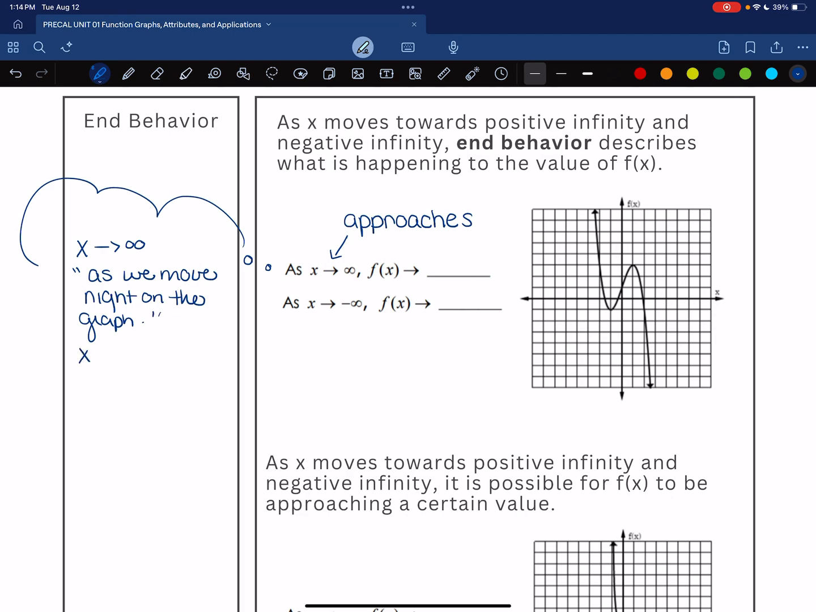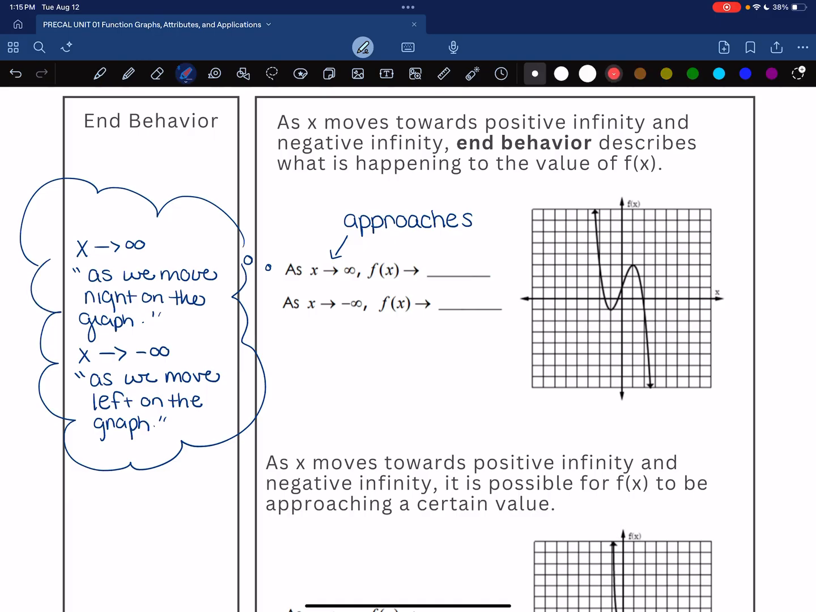And conversely, when it says as x approaches negative infinity, what that means, negative infinity, x values being negative, is going to be moving in this other direction. So if we're moving to the left on the graph, then that's what is implied by as x approaches negative infinity. So that's going to be really helpful if you keep that in mind while you are answering these questions.